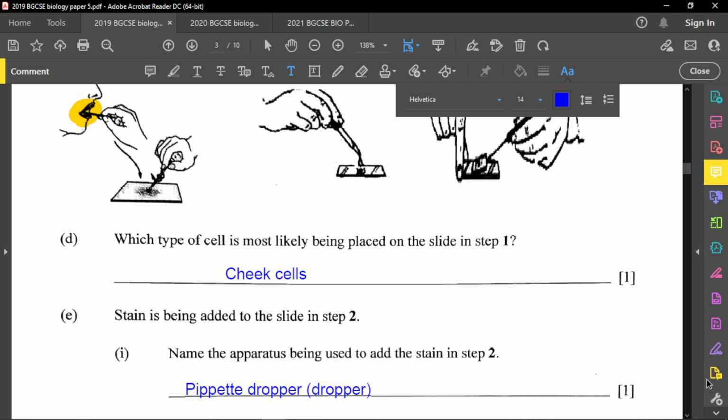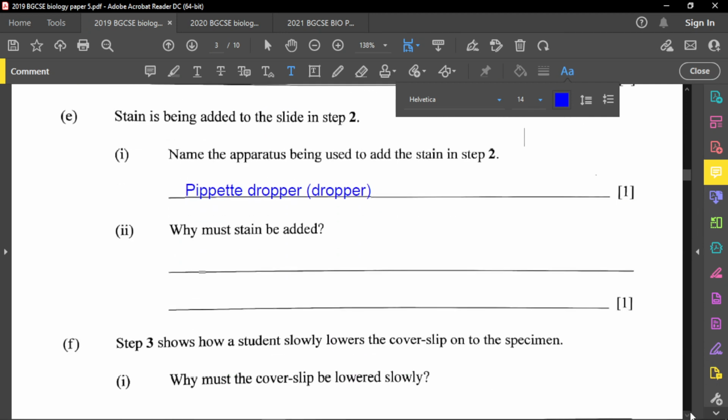All right, the next part of this now is why must stain be added? So why do you want to add stain to the specimen? It's really to make the parts or structures of the cells more visible. So you actually get a better viewing of the cell itself. That's the reason why I do that. All right, so that's 1 mark.